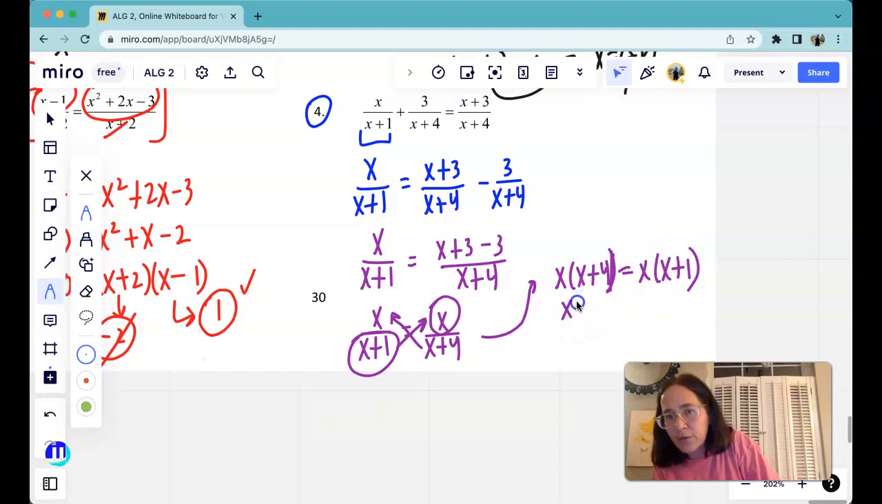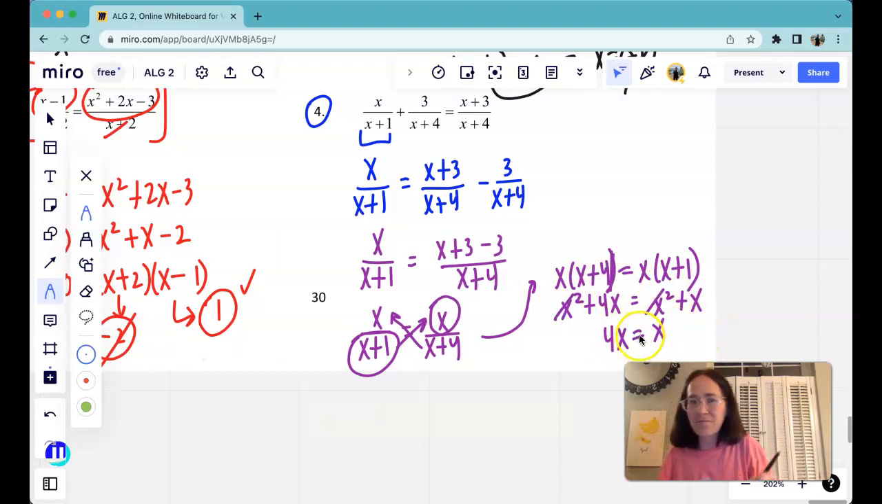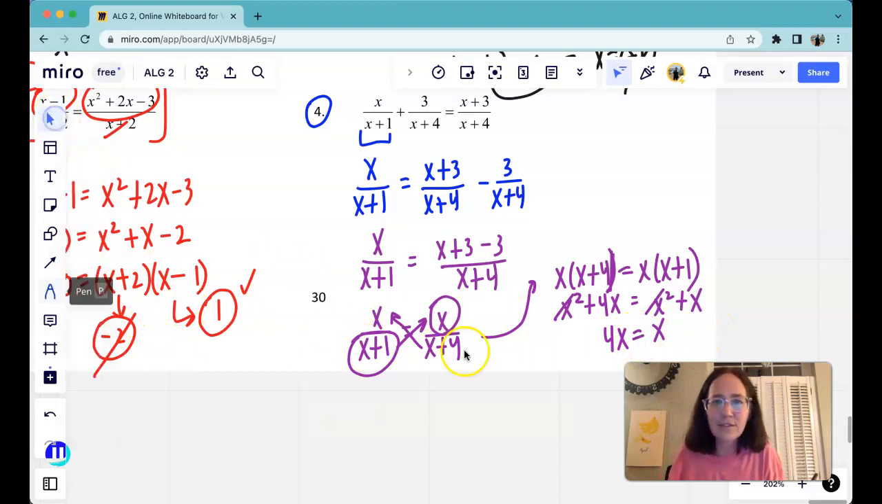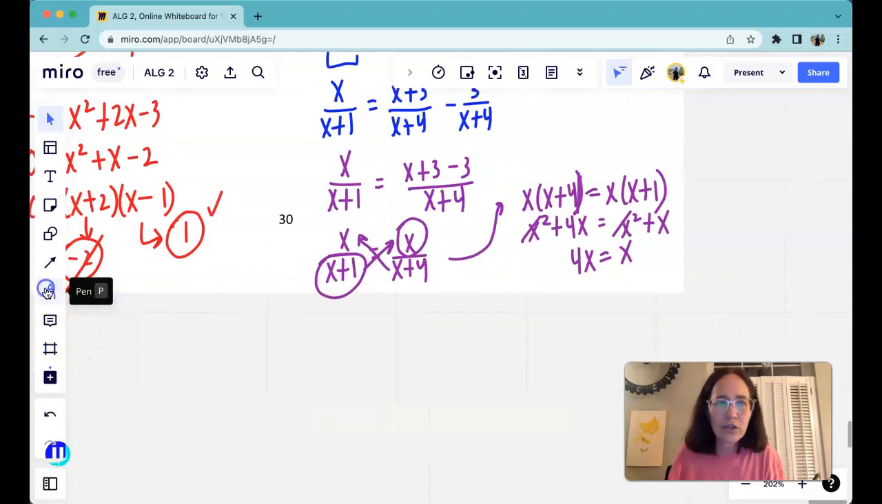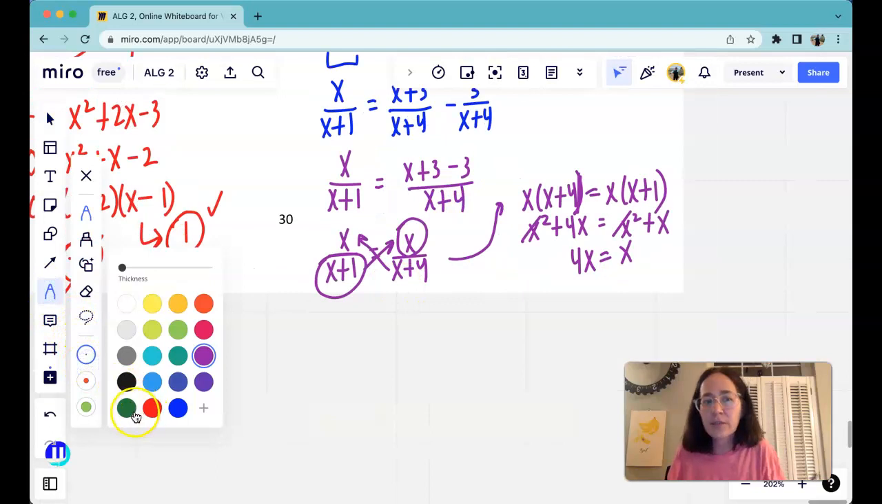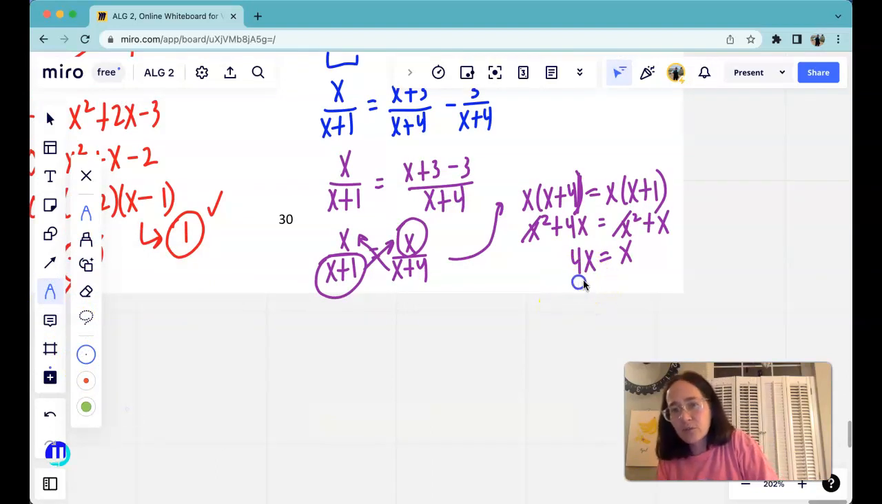If I simplify, I get x squared plus 4x, and distributing, x squared plus x. I want to subtract x squared from both sides. So we're getting 4x equals x. Then I need that 4x and that x to be on the same side of the equation, so I can combine the like terms. Let me subtract x from both sides. So I subtract 1x, and I get 3x equals 0. Well, divide both sides by 3.